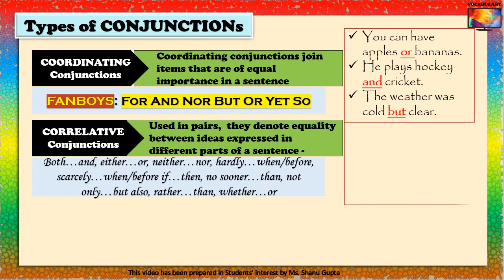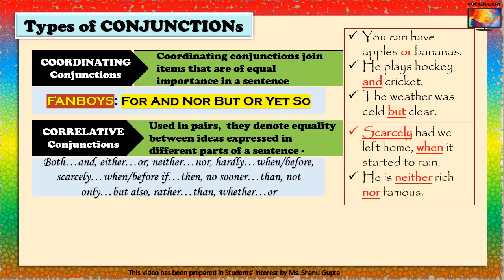For example, "Scarcely had we left home when it started to rain." You have the correlative conjunction pair "scarcely...when" in this sentence. "He is neither rich nor famous." "Neither...nor" is a correlative conjunction pair.